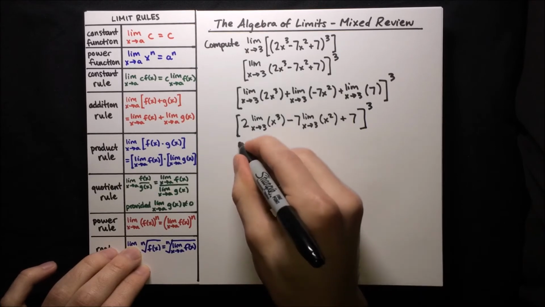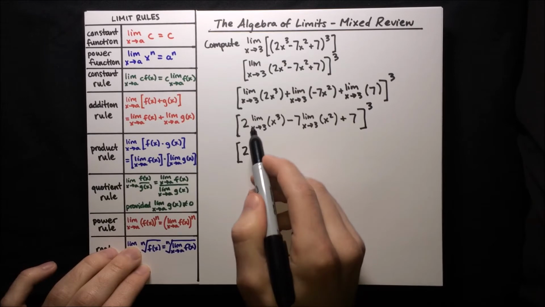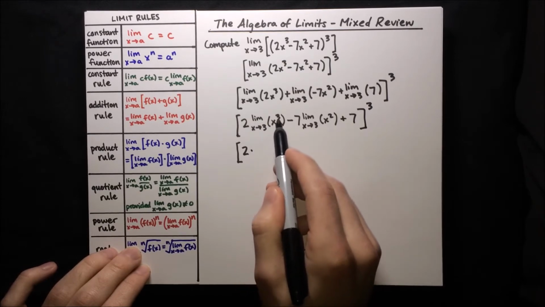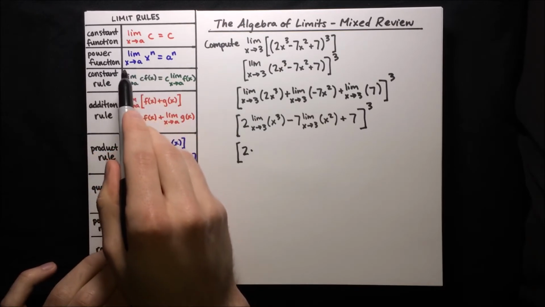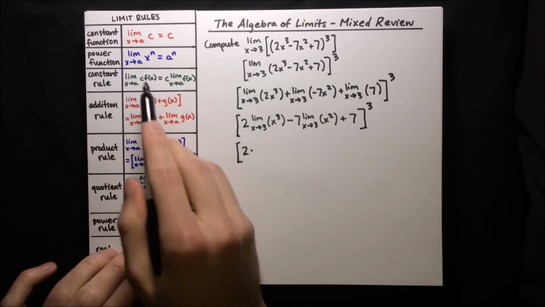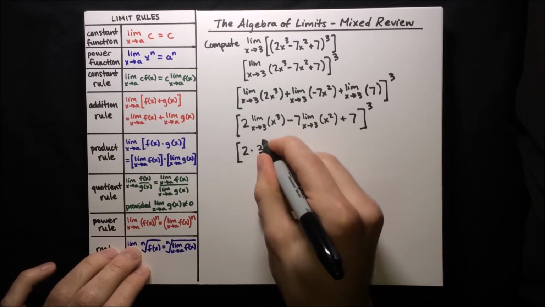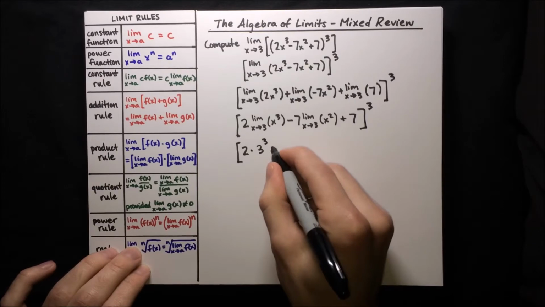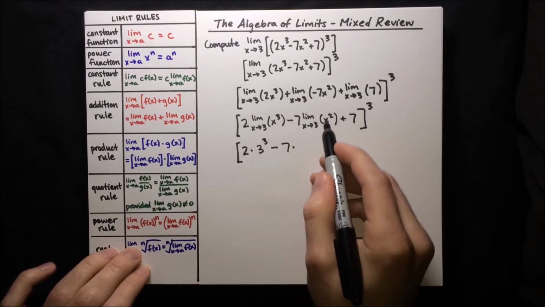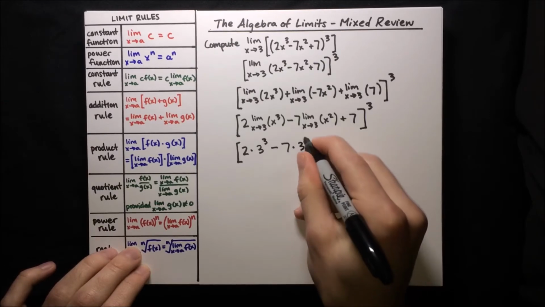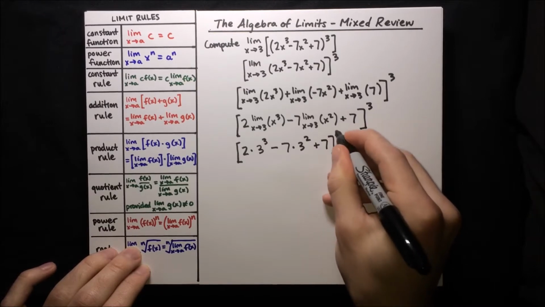And now let's go ahead and keep on simplifying. So this is 2 times the limit as x goes to 3 of x to the third. We know using the power function rule here that we can just plug in the limit into the power function. So this limit is just going to be 3 to the third. So 2 times 3 to the third. And then minus 7 times, same idea here, we just plug in the 3. So 7 times 3 squared, and then plus 7 at the end, all that to the third.